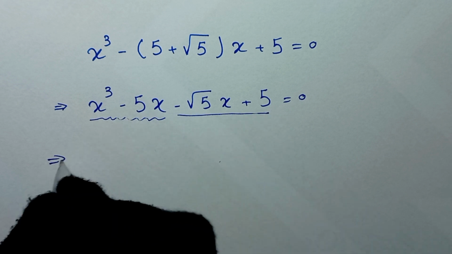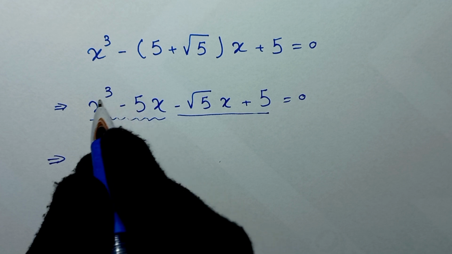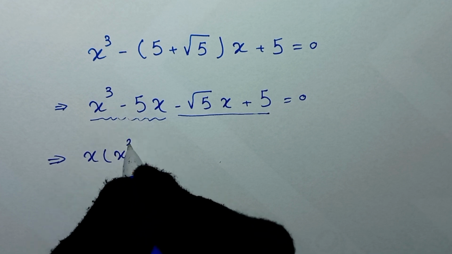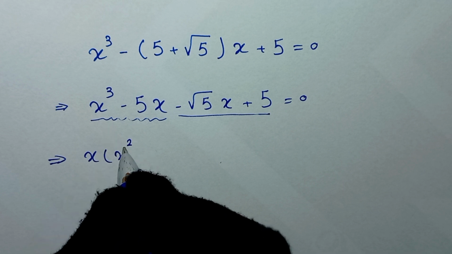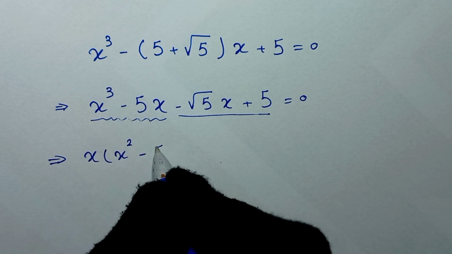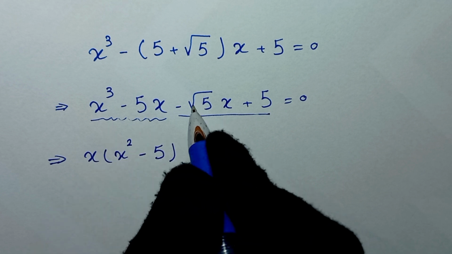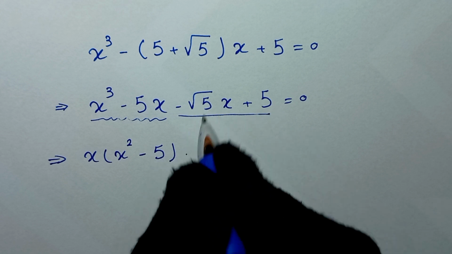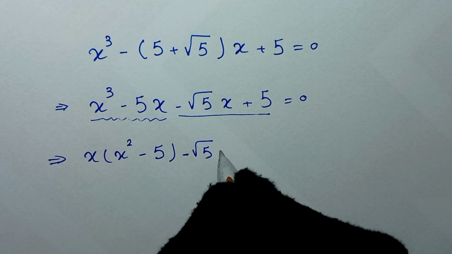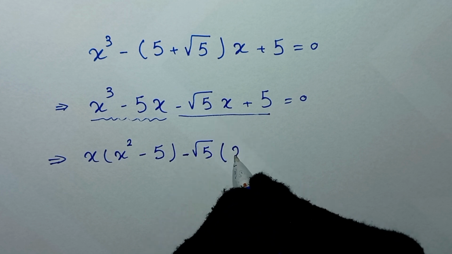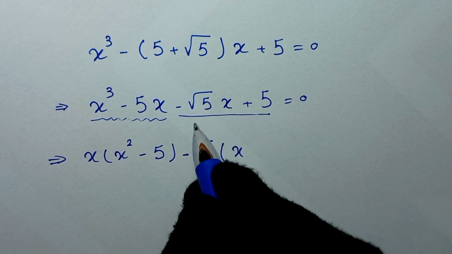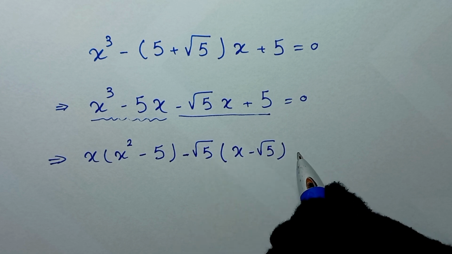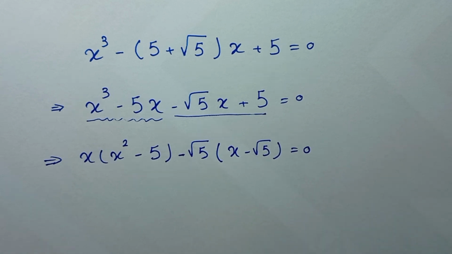For these two parts, we factor x, and it will be x times x squared, this divided by this, it will be x squared. And this divided by this, it will be 5. And for these two parts, we factor negative square root of 5. And this divided by this is x, and 5 divided by negative square root of 5 will be negative square root of 5, is equal to 0, right?